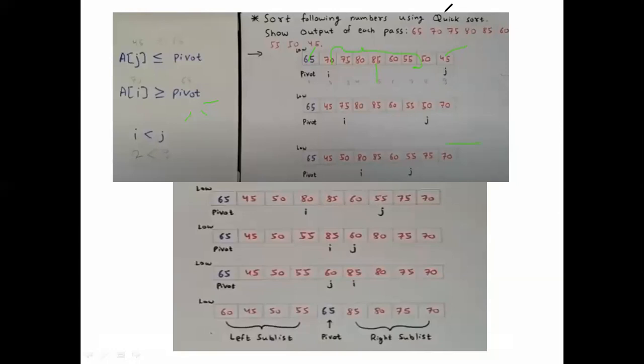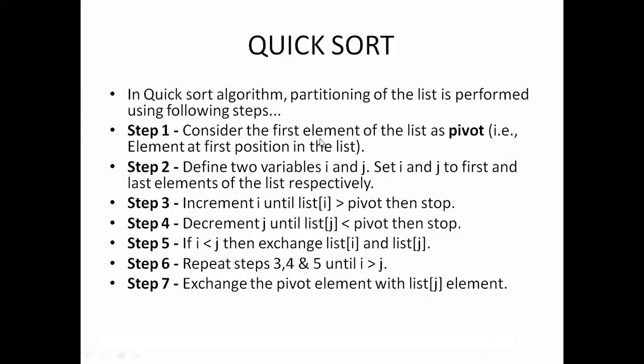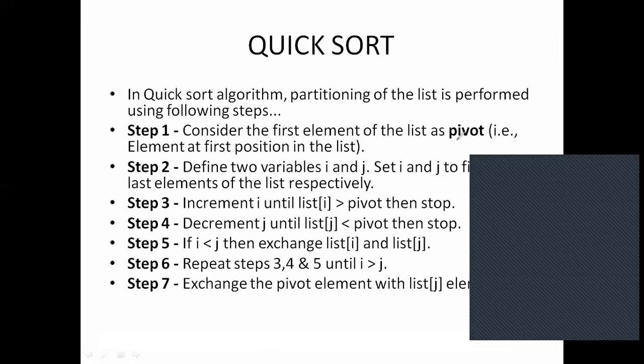Okay, so here are some steps for doing the quicksort algorithm. Just remember the steps, then we will do this example, and then you will understand clearly. First, see here, in the quicksort algorithm, partitioning of the list is performed using these steps. First you have to take the pivot element.